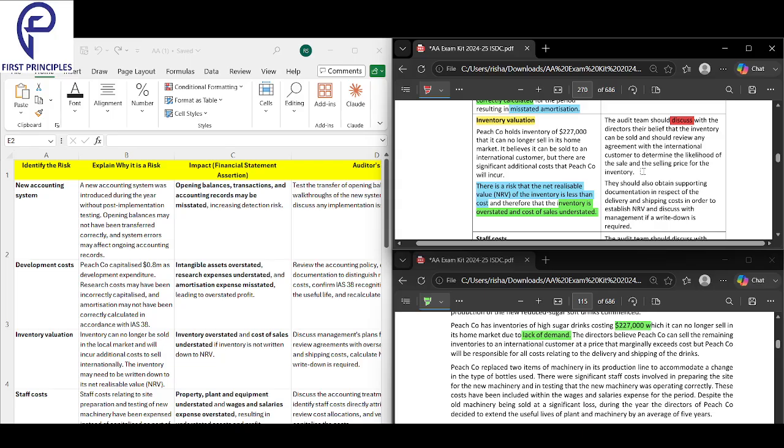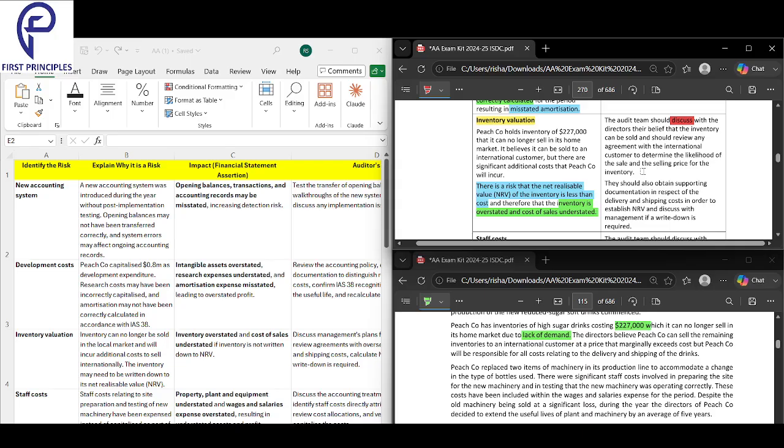First, what is the problem? Demand has fallen. If the demand has fallen, there's a good chance that the goods that are there with you right now, their NRV would have gone below cost. That is, net realizable value should have gone below cost. And if your NRV has gone below cost, then you have to write down your inventory to the lower of the NRV and cost. These guys have not done it. Inventory is overstated.